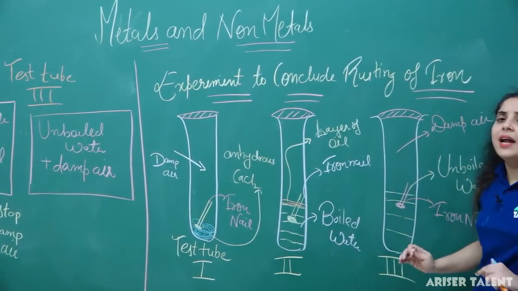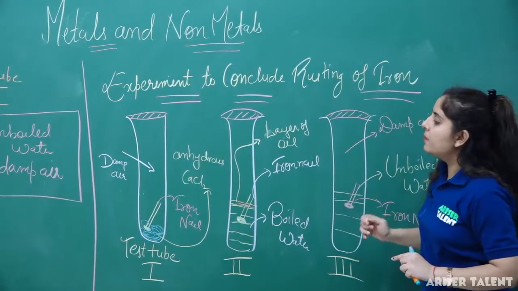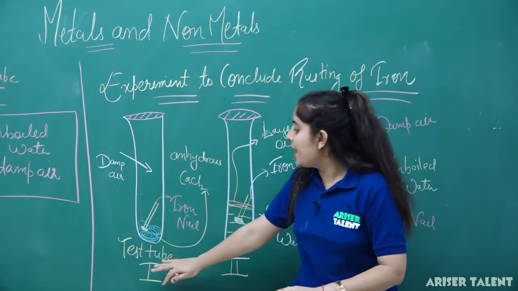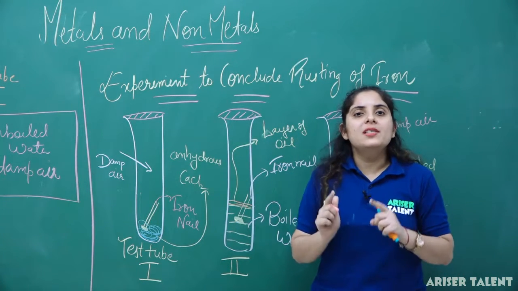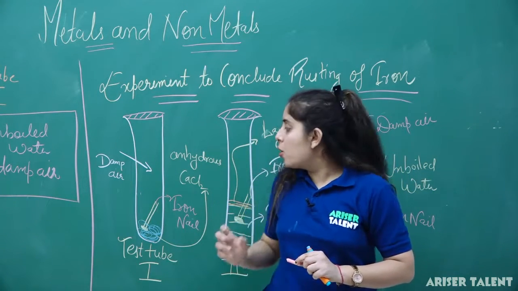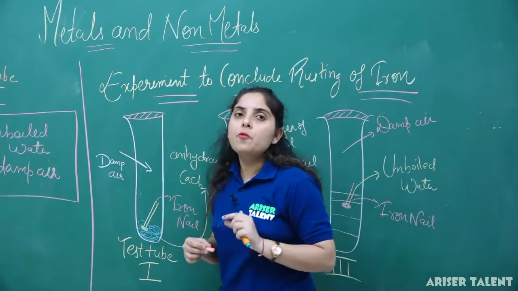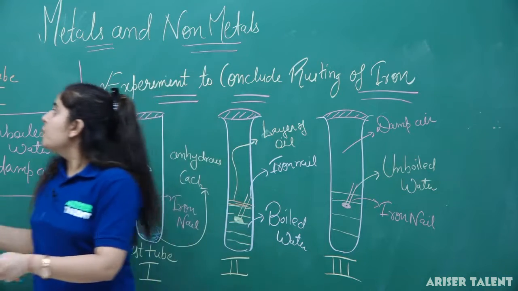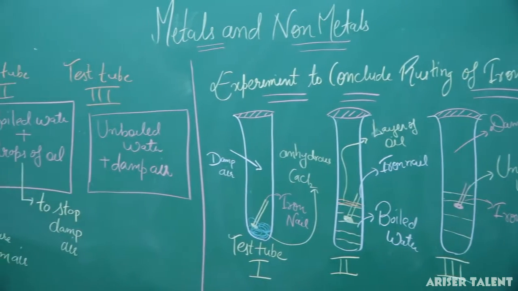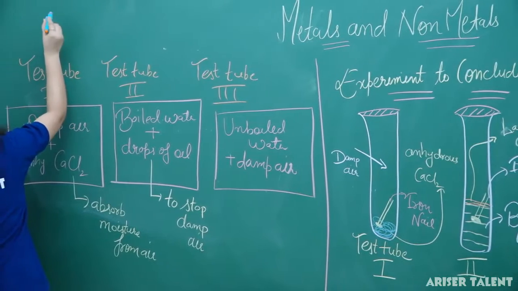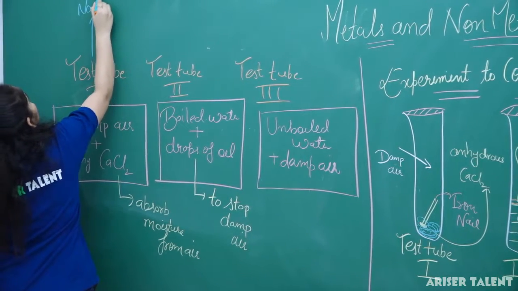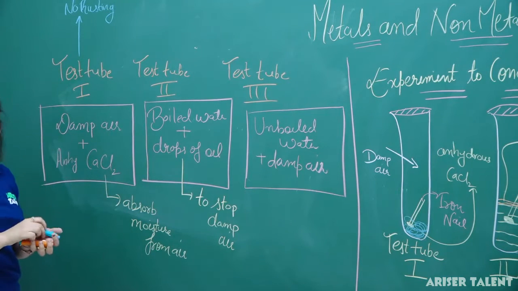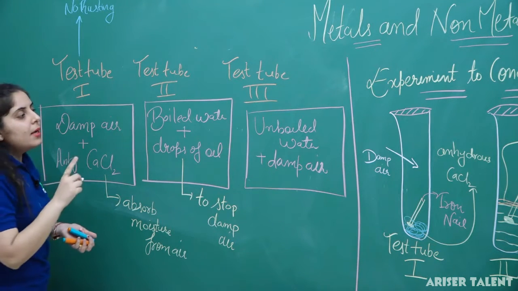Now, we will see what the conclusions are after observing the iron nail inside all the 3 test tubes. We can see that in the first test tube, no rusting of the iron nail will take place because the only necessary condition for rusting of iron is the presence of air plus water together. So, we can see that in test tube number 1, there will be no rusting. Rusting will not occur because of the presence of only air.